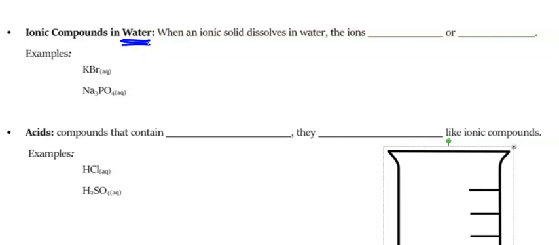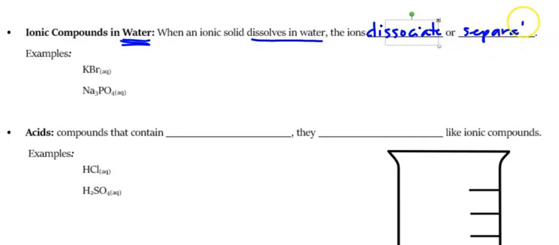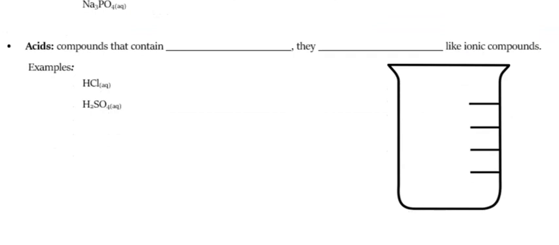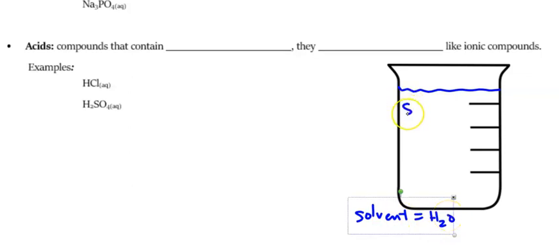So when an ionic solid dissolves in water, the ions dissociate. Or another word for that simply is they separate. So for example, if this is my solution and let's say my solvent is water, I'm going to have a whole bunch of H2O molecules hanging out in here. Here's some H2O. Here's some more. There's a whole bunch. They're all over. I'm not going to draw that many more.